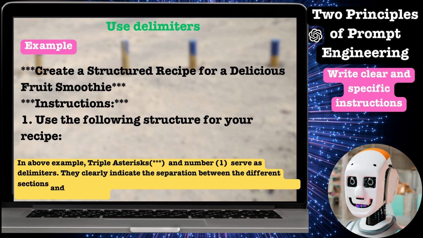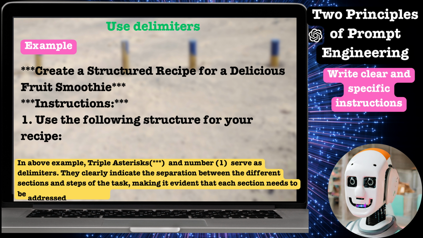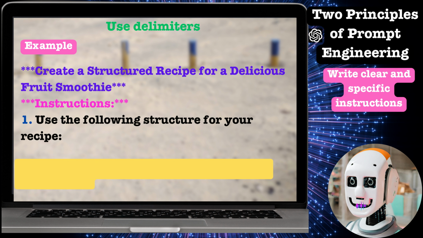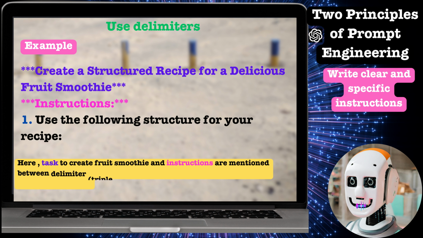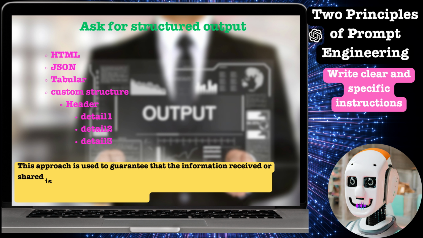In this example, triple asterisks and number 1 serve as delimiters. They clearly indicate the separation between the different sections and steps of the task, making it evident that each section needs to be addressed distinctly. Here, the task to create a fruit smoothie and instructions are mentioned between the delimiter, triple asterisks, and number 1 is mentioned as another delimiter.